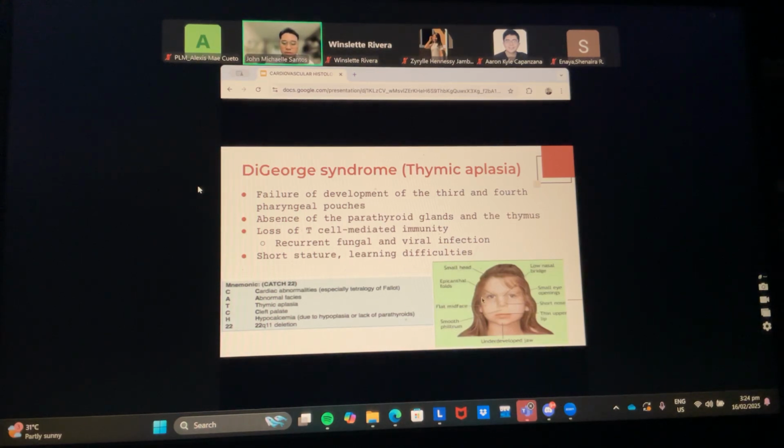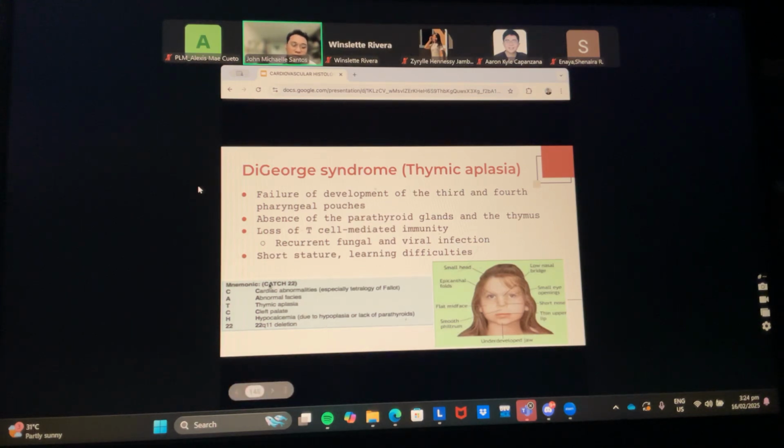So as you can see in the picture, dito sa picture ng isang patient na may DiGeorge syndrome, ito yung mga characteristic facial features niya. Meron siyang underdeveloped jaw, meron siyang smooth philtrum, wala siyang curvature dito sa pagitan ng ilong tsaka bunganga natin. Meron siyang low nasal bridge, small head, which attributes to the learning difficulties, the epicanthal folds, the flat mid-face.